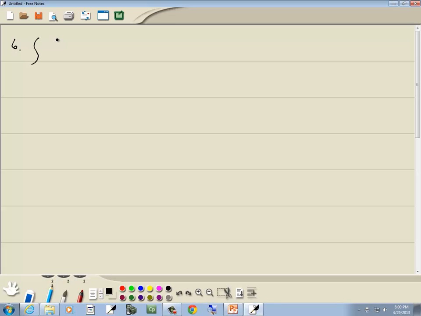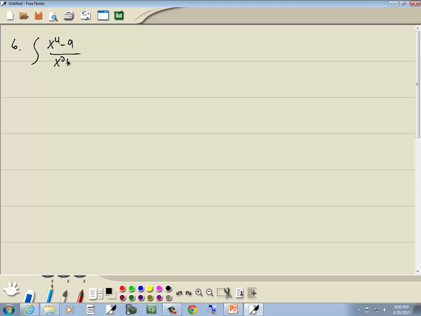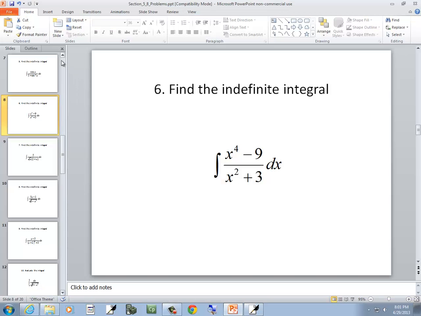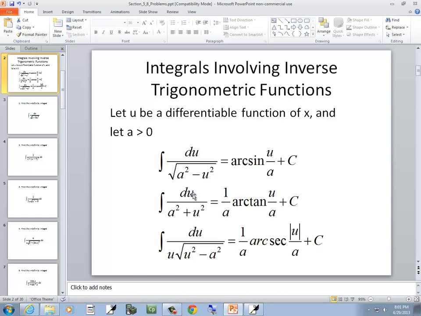So we're going to have the integral of x to the fourth minus 9 over x squared plus 3 dx. Well, if I go back to my formulas, of course, I don't have a square root downstairs, so it can't be the first one or third one. It has to be this one.